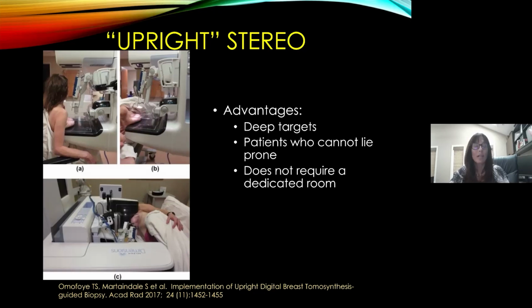Patients who cannot lie prone also are better addressed with an upright stereo unit. Also, these are add-on units, so they don't require a dedicated room and can be added on to one of your routine mammogram units. Here's an example of the patient sitting in a chair and the needle coming from above. And sometimes the patients are actually positioned in a decubitus fashion. So it's considered quote unquote an upright, but patients may actually be lying on their side. Again, you don't have the thickness of the table in the way.